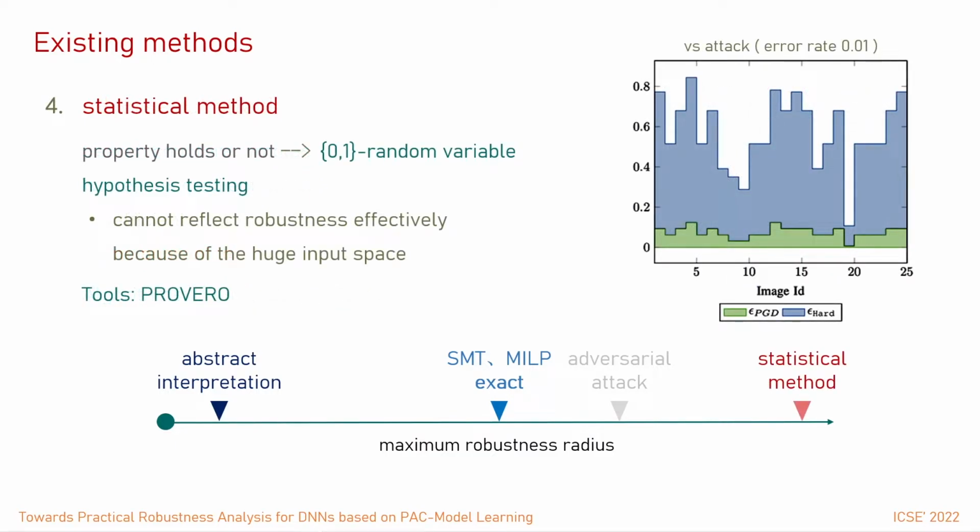The final one is the statistical method. It utilizes hypothesis testing from statistics by considering whether the property holds or not as a random variable. It can give a probabilistic guarantee on its estimation. Nonetheless, it cannot reflect the robustness effectively because of the huge input space. We will later show that the statistical approach is the most inaccurate estimation.